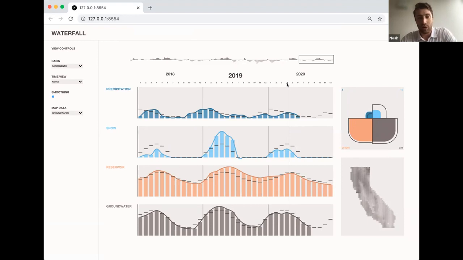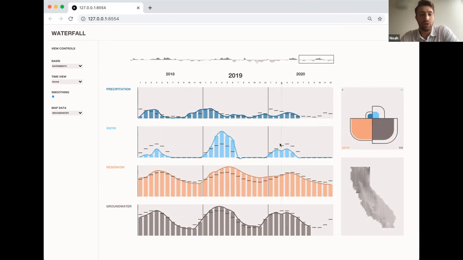Here we see our 4 attributes, precipitation, snowpack, surface water, and groundwater. And we see a time series chart for each. And what you're seeing here is the black bars are representing the mean for each attribute for each month for all the available data that we have. And I can see here in my Waterfall tool that the snowpack this year is lower than normal. It's actually falling below the mean.